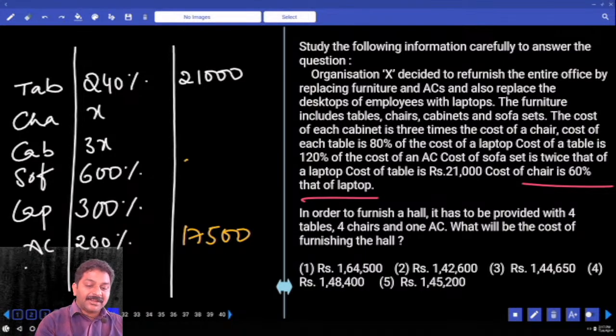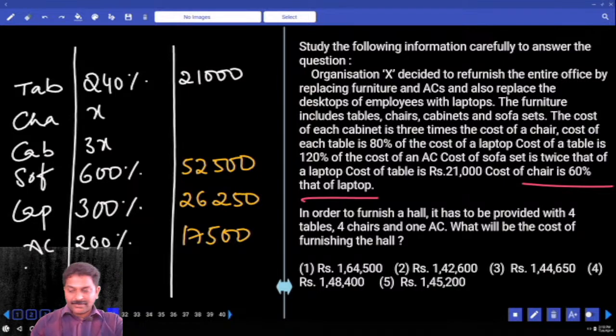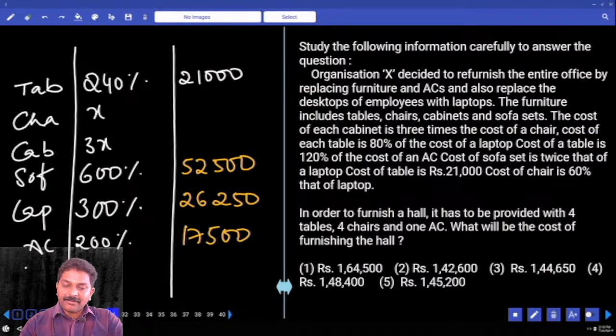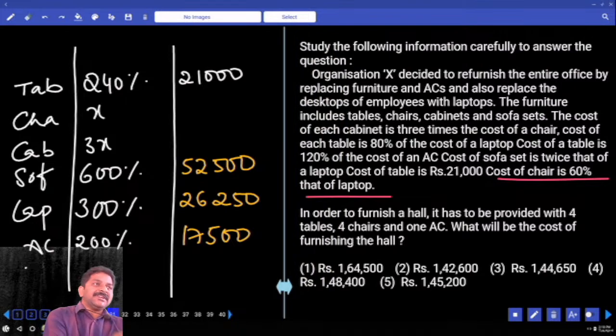51,000 plus 1500, 52,500. Half of it is equal to 300%, which is 26,250. Yes? Right. Now, here we got comparison, which they said cost of chair is 60% of the laptop. How do you get 60%? 50% plus 10%. What is the other way?